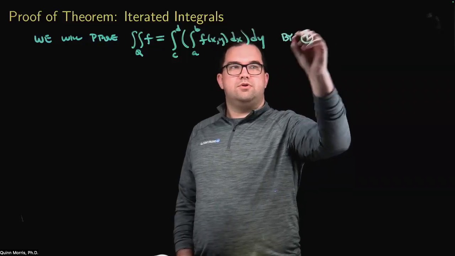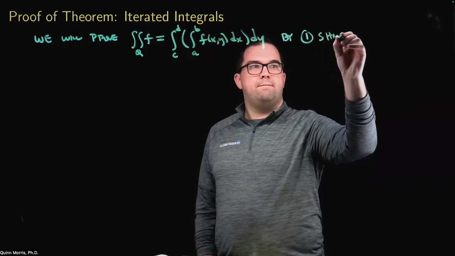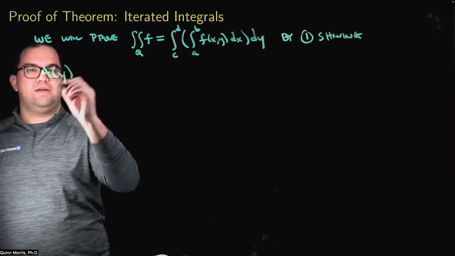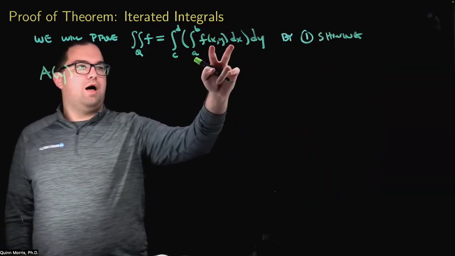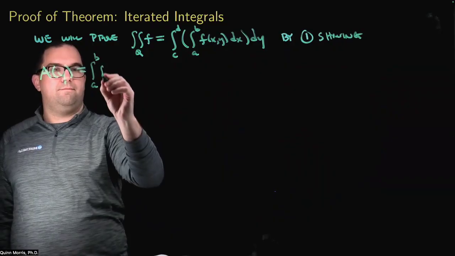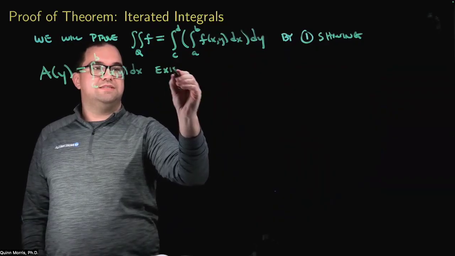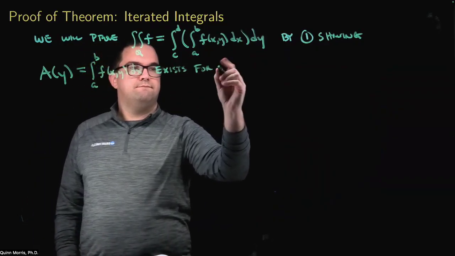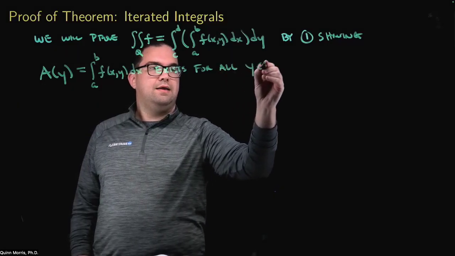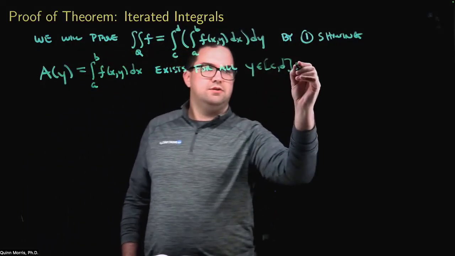by doing two things. So first we'll show that this function, which in the iterated integration theorem was called a of y, so a of y, which is this inside integral, I need to show that this exists for all y in CD. Okay, that's the first thing I need to show.